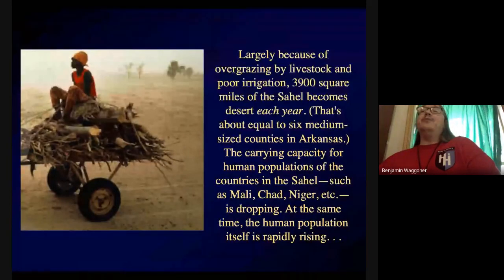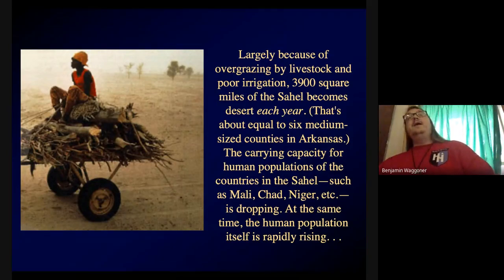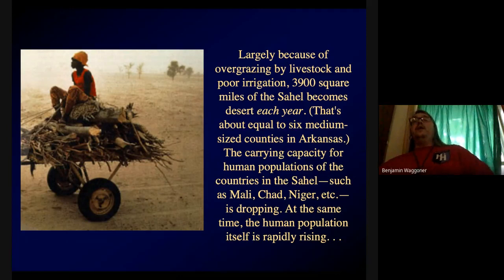every year, 3,900 square miles of Sahel turns into desert. Imagine 6 Arkansas counties turning into desert every year. That overgrazing lowers the carrying capacity. If you have overgrazed land, you can't raise as many sheep or goats or cows or whatever you're raising, right?